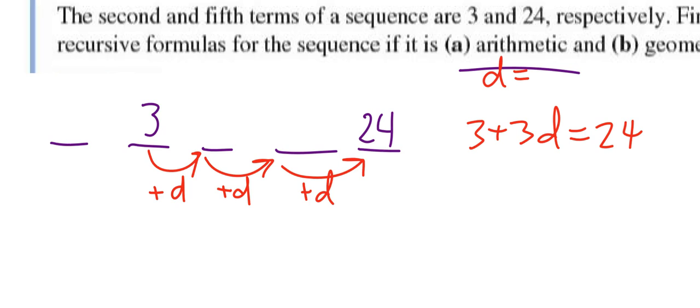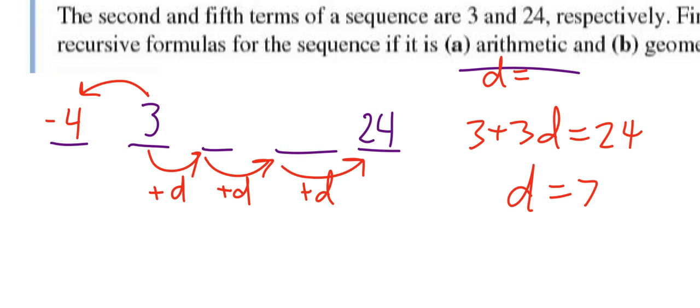And the common difference is 7, right? You subtracted 3, you got 21. You divided by 3 and got 7. Okay? How do I use that to find the first term? Subtract. Yeah, we're going backwards. So what is the first term? -4.